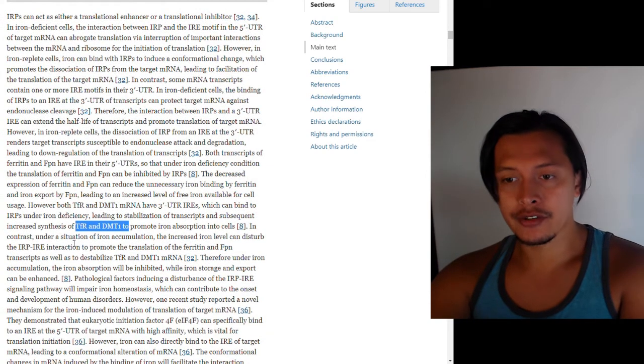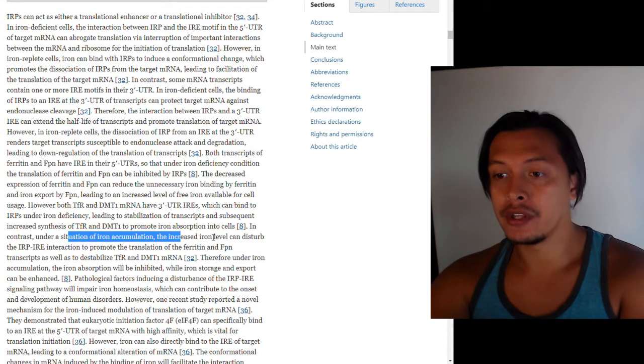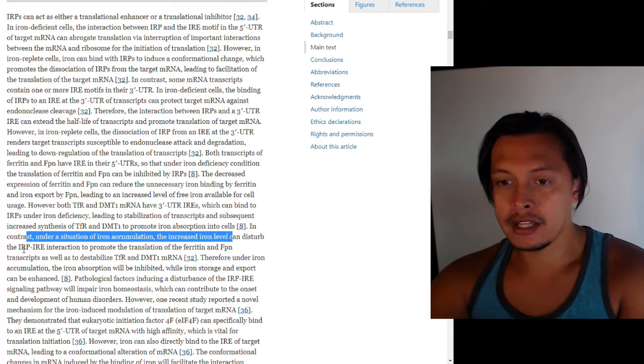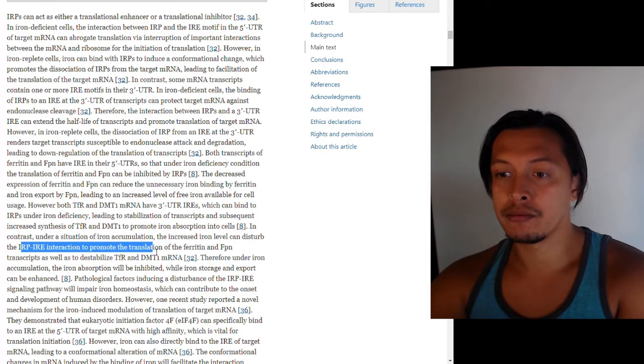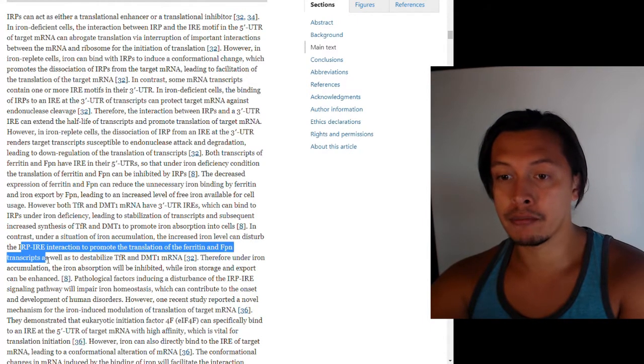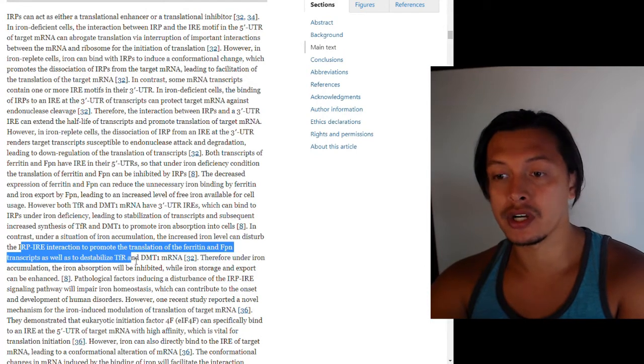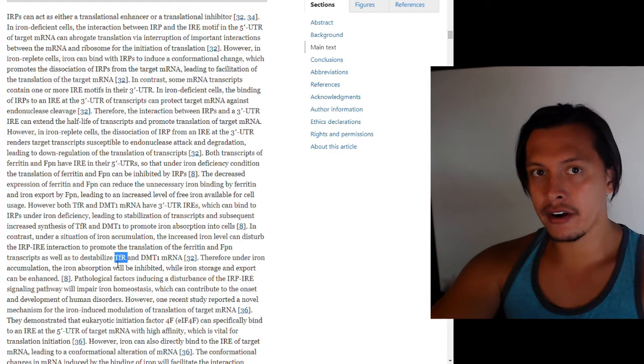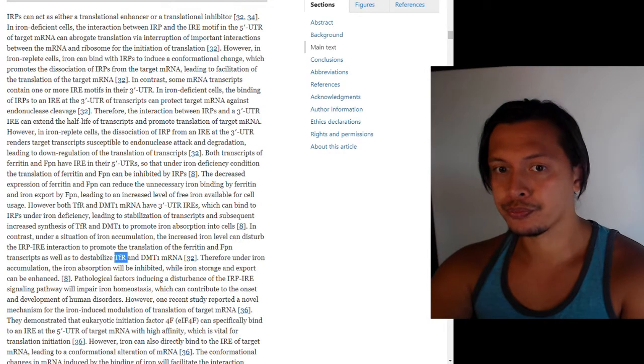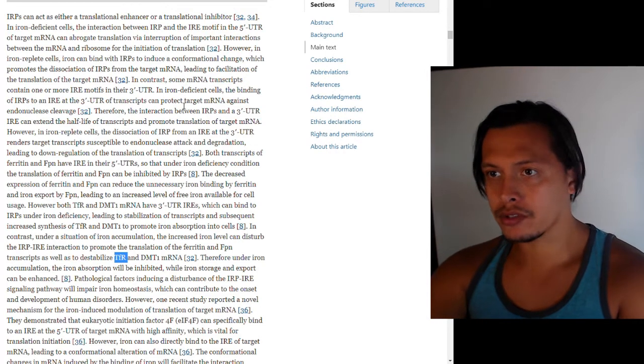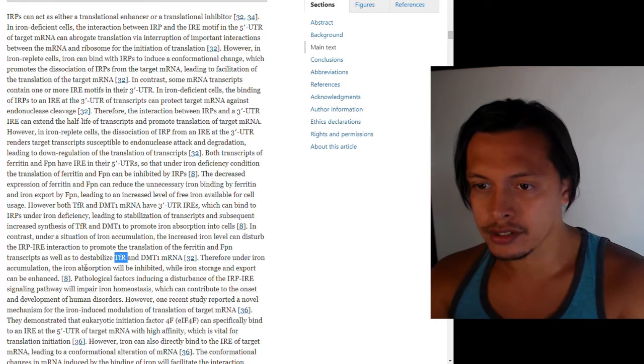So in contrast, under a situation of iron accumulation, the increased iron level can disturb the IRP-IRE interaction to promote the translation of the ferritin and ferroportin transcripts, as well as destabilize the transferrin receptor and DMT1 mRNA. And I believe transferrin itself is also a part of that. So let me look this up real quick.